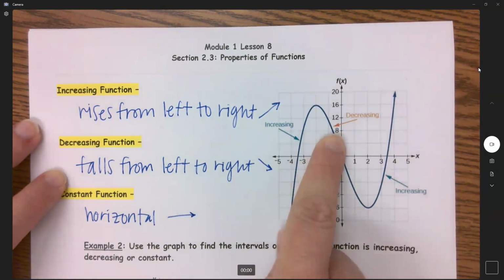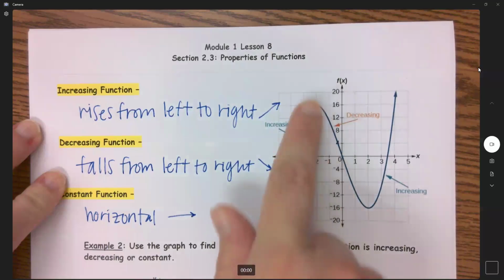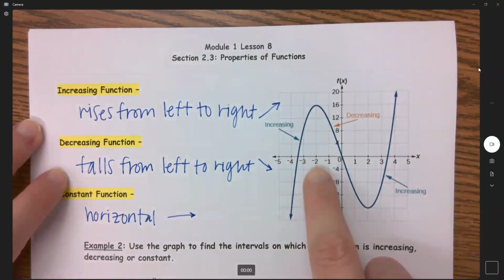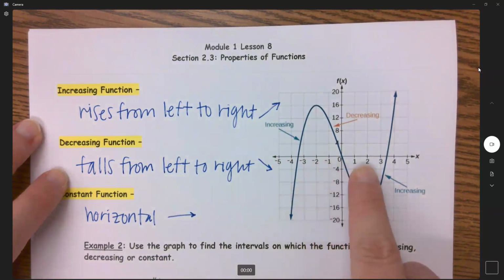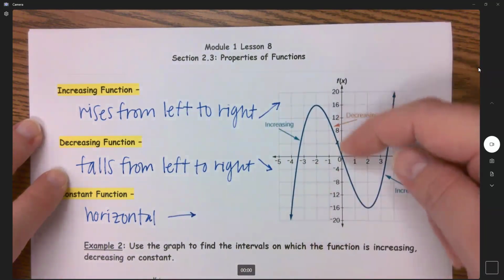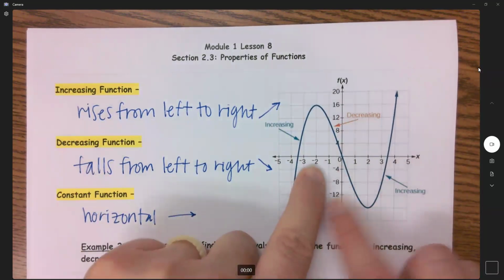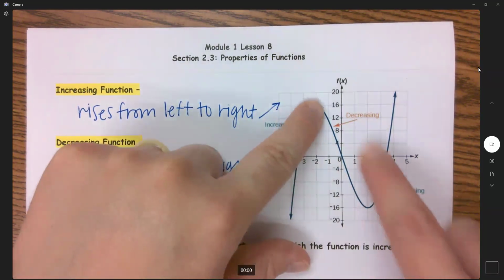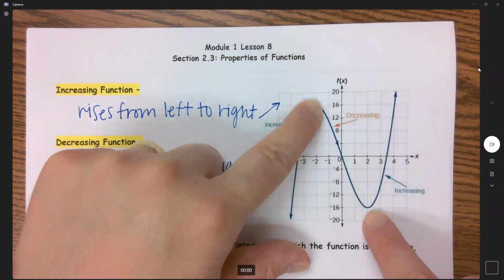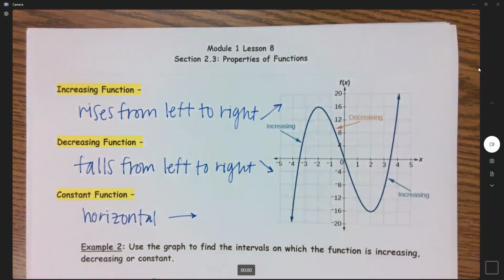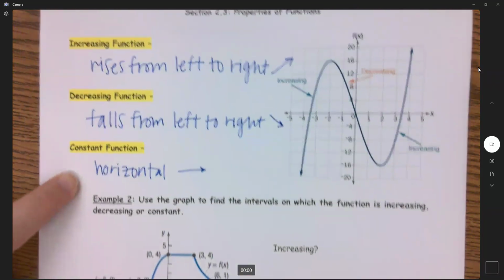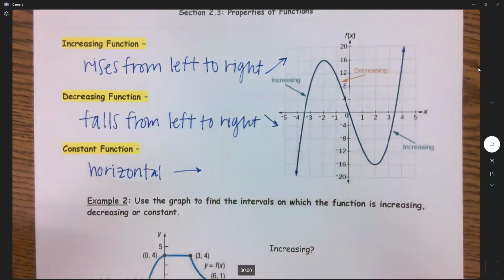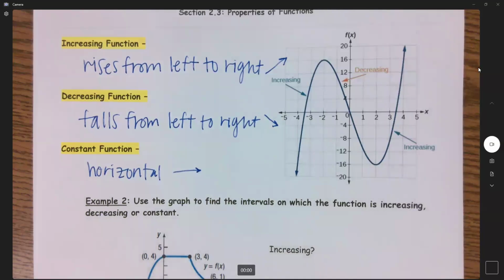So here is your decreasing and it's going down right there. Or again, that technical term is as your x values are increasing, your y values are decreasing. So you can see from -2 to 2, that y value is going from +16 to -16. And then your constant functions are your horizontal line. I don't have a picture of that here, but when it is a straight horizontal line, that is your constant.